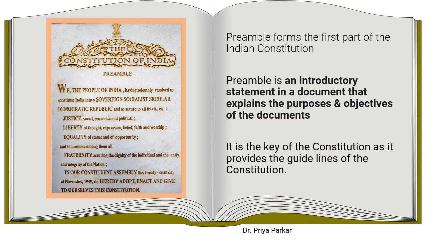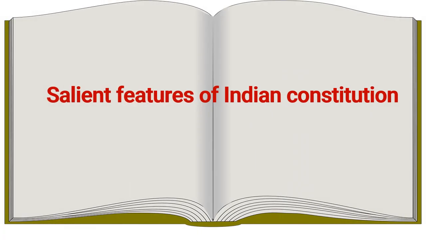The preamble forms the first part of the Indian Constitution. Preamble is an introductory statement in a document that explains the purposes and objectives of the document. The preamble is considered to be the key of the Constitution because it provides the guidelines of the Constitution. It has several salient features. Being proud Indians and responsible citizens, we must be aware of the salient features of our Constitution.